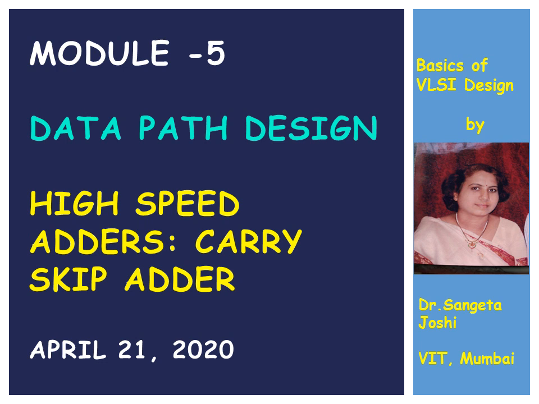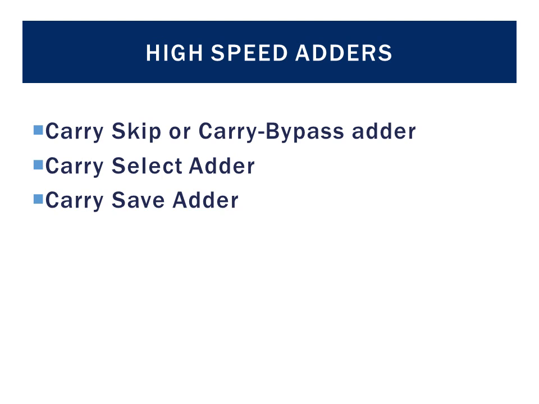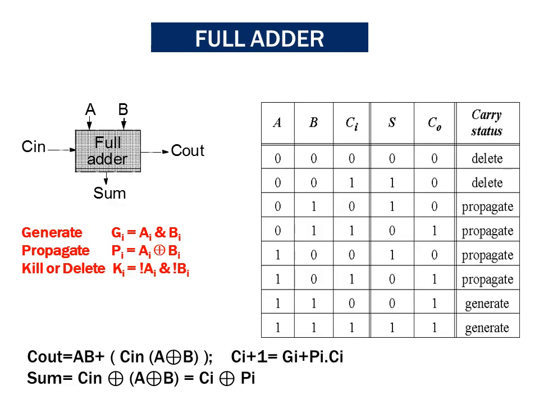We already started with module 5, Data Path Design. In the earlier session, we have seen carry look-ahead adder. Let us now learn high-speed adders: carry skip adder. Under the high-speed adders, three types we would be learning: carry skip adder or carry bypass adder, carry select adder and carry save adder. Let us brush up the fundamentals of full adder.